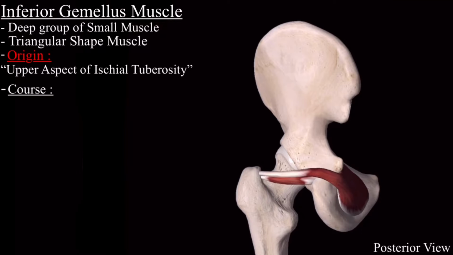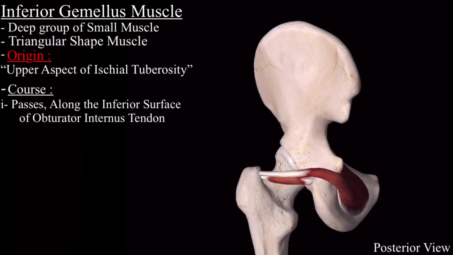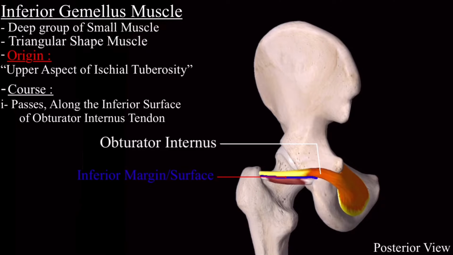After origination, it passes along the length of the inferior surface of the obturator internus tendon. This is the obturator internus muscle. And as you can see, along the inferior surface of the obturator internus tendon, the inferior gemellus muscle passes. And that's why it is called the inferior gemellus muscle, as it passes inferior to the obturator internus tendon.